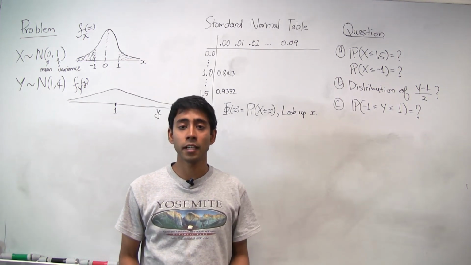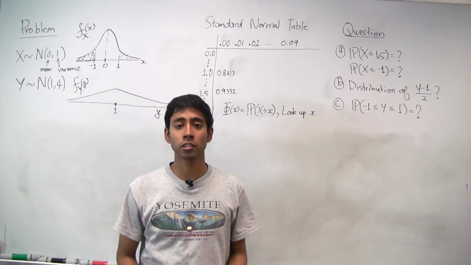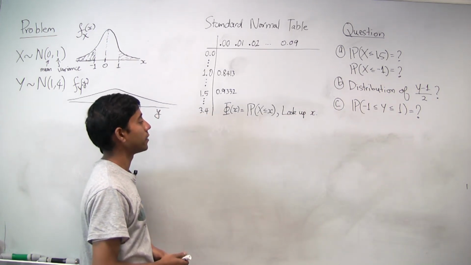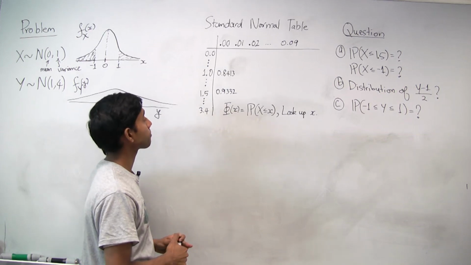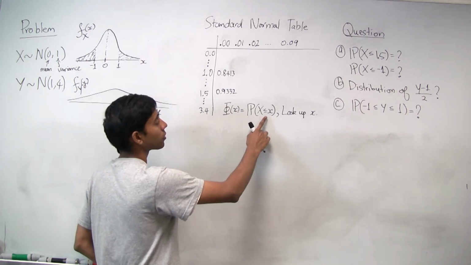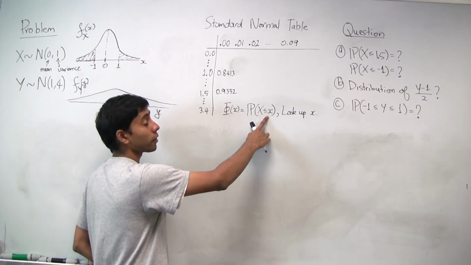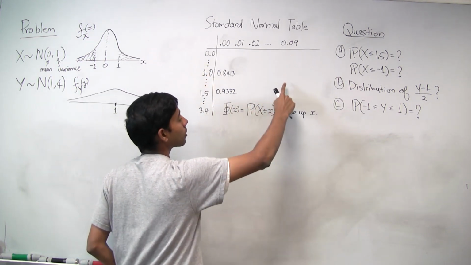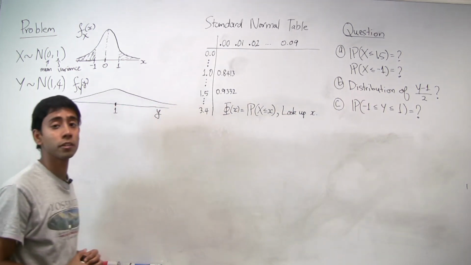For the normal CDF, we don't have a closed form expression, and so people generally tabulate values for the standard normal case. So if we want little x equal to 3.49, we just look for 3.4 along the rows and 0.09 along the columns, and then pick the value appropriately.